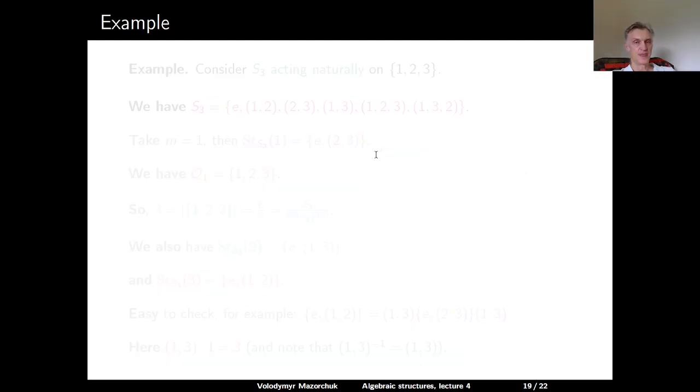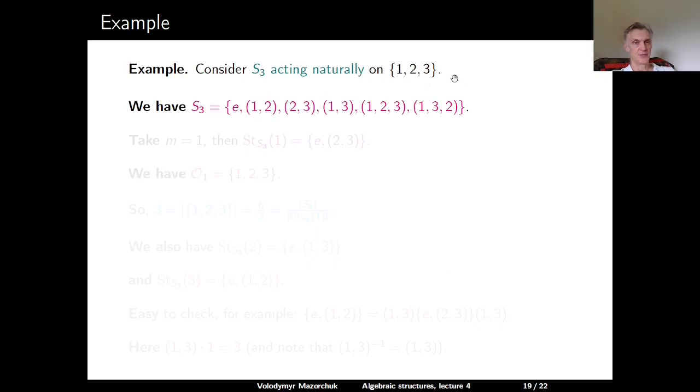Here's an example. Consider S3 acting naturally on the set 1 to 3. So the group S3 consists of 6 elements: the identity, the transposition of 1 and 2, the transposition of 2 and 3, the transposition of 1 and 3, the cycle which sends 1 to 2, 2 to 3, and 3 to 1, and the cycle which sends 1 to 3, 3 to 2, and 2 to 1. So if we take as element M in our set the element 1, then there are only 2 permutations which stabilize 1. It's the identity and the transposition of 2 and 3.